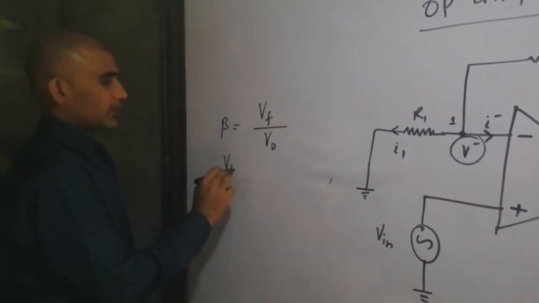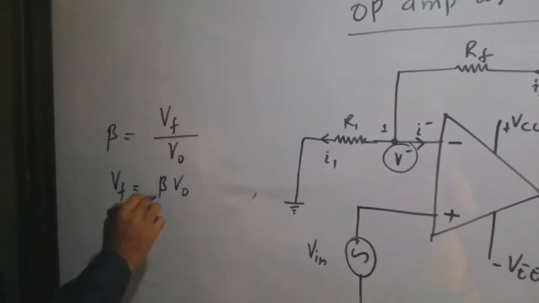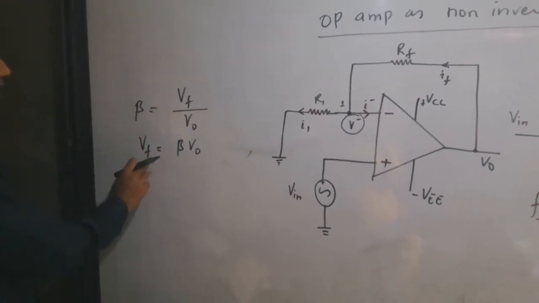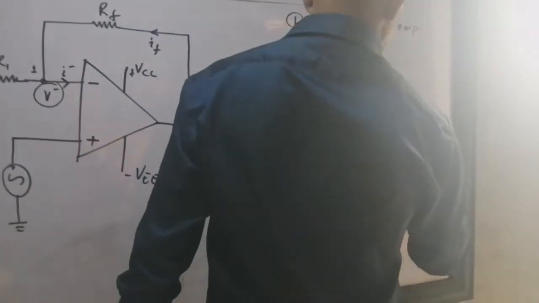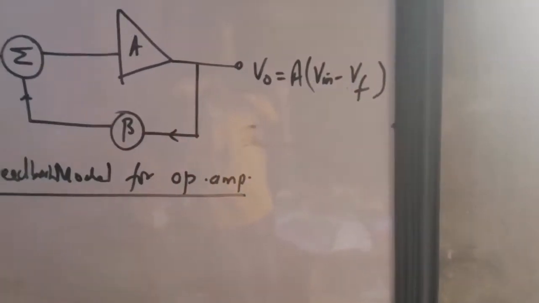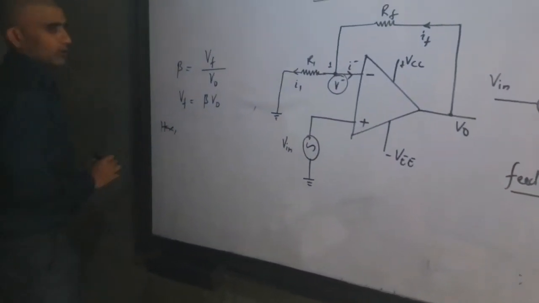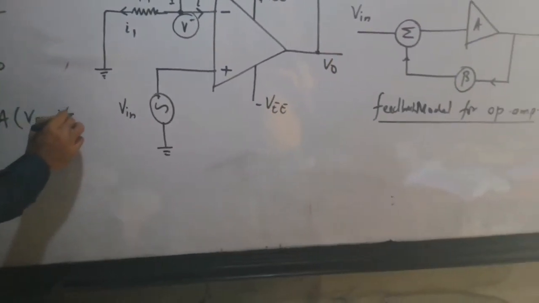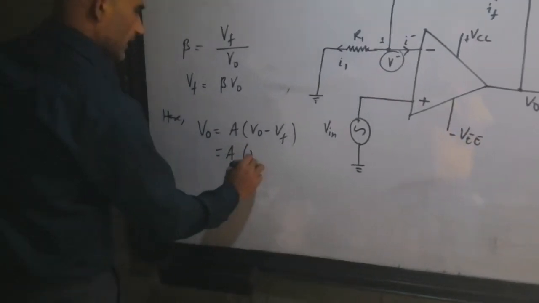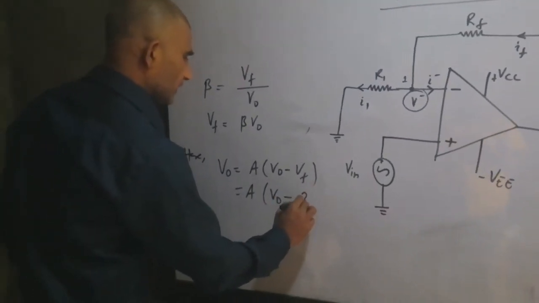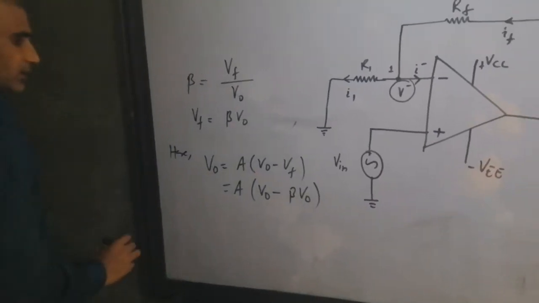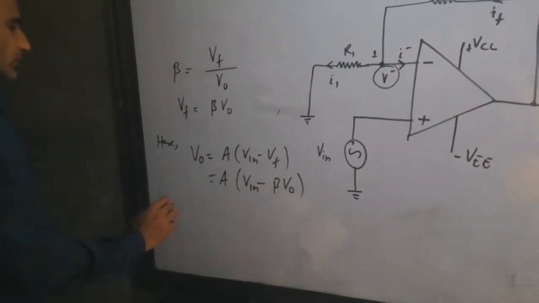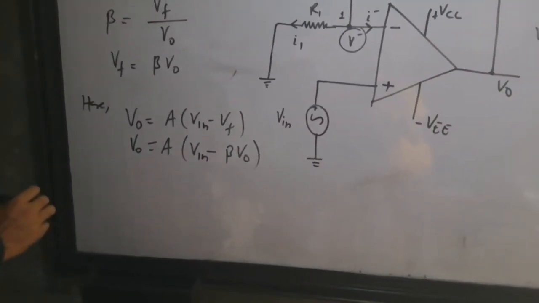So the feedback voltage will be equal to beta times V out. Okay, and so we can write V out is equal to A times (V in minus VF), where VF is our beta times V out. Oh sorry, this was V in. And so I have to solve this to get the gain.